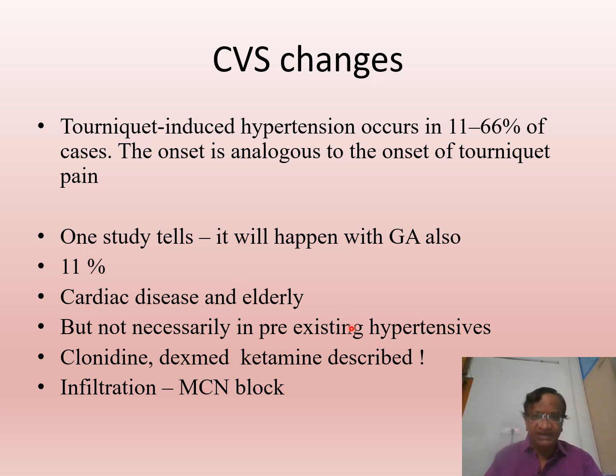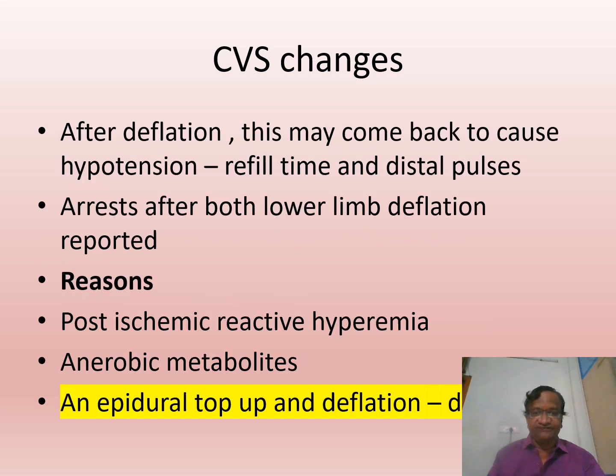Clonidine, dexmedetomidine, ketamine. Musculocutaneous nerve block has been described. What they say is if you block the musculocutaneous here, your biceps is blocked. Not only that, the afferent is also blocked. Now the muscle ischemia, the dangerous pain is not moving towards the CNS. So musculocutaneous nerve block is supposed to be very effective in decreasing it. Previously, they thought that infiltration around the axilla blocking intercostobrachial nerve. But now they say the MCN block is also effective.